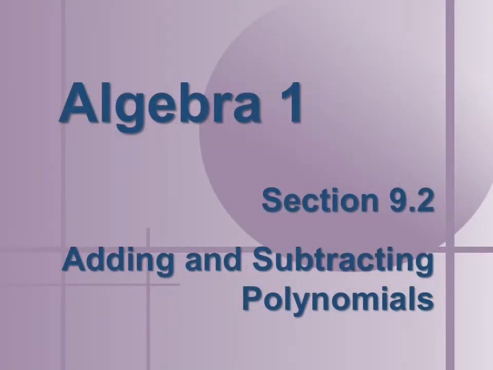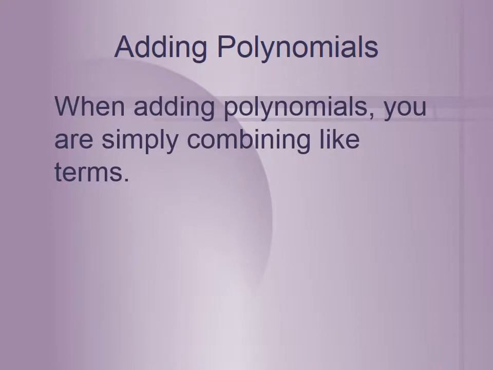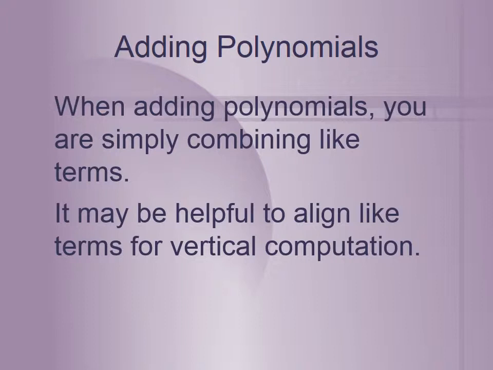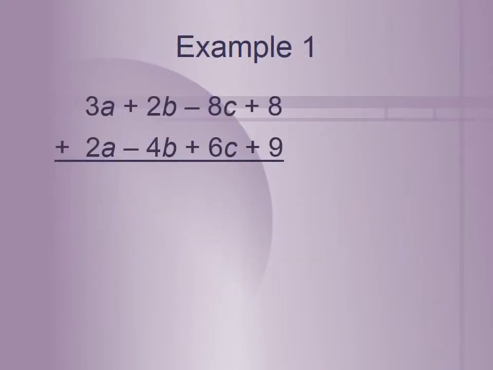Now we're going to learn how to add and subtract polynomials. When we're adding polynomials, we really are just combining like terms. Sometimes it can be helpful to align it vertically so that you can see which terms to add. For example, we have 3a plus 2b minus 8c plus 8, plus another polynomial. Our second polynomial is 2a minus 4b plus 6c plus 9. So let's add them vertically.